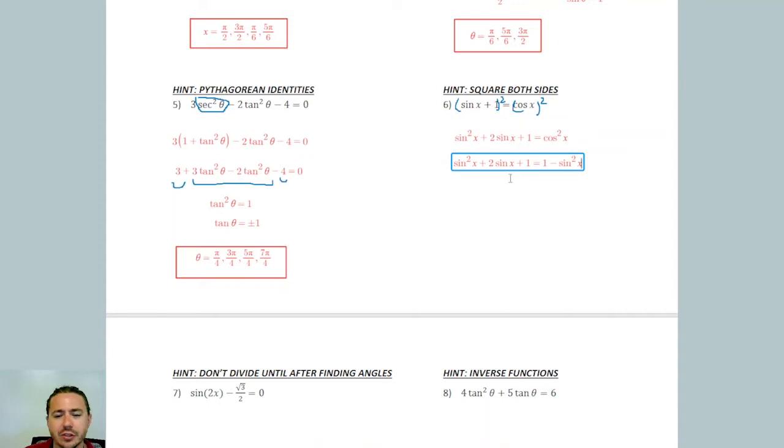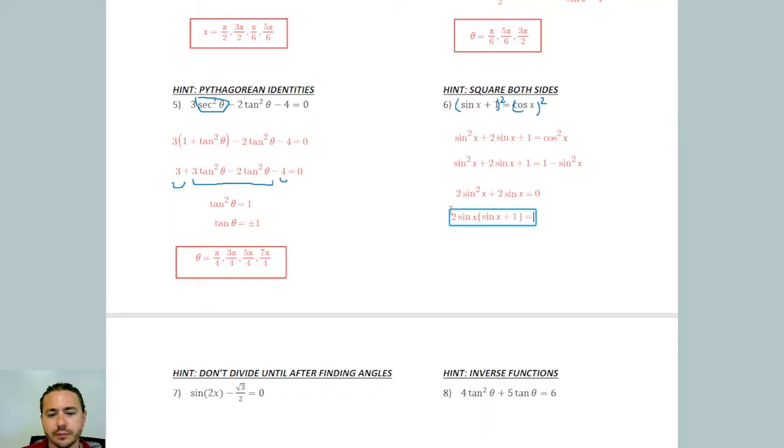I'm going to subtract 1 from both sides, and we'll cancel out both of these 1s. Then I'm going to add sine squared x to both sides, so I get 2 sine squared x plus 2 sine x equals 0. From here, I can factor out the GCF, which is going to be 2 sine x, and I'll be left with sine x plus 1. I could set each one of these equal to 0. So I get either sine of x equals 0 or sine of x equals negative 1.